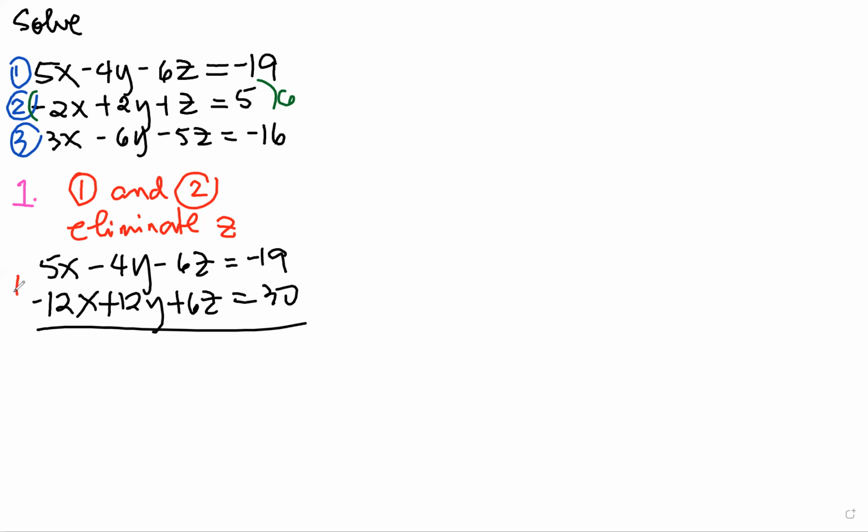So add these two equations. Negative 6z plus 6z is 0. So 5x minus 12x is negative 7x. Negative 4y plus 12y is 8y. And it is equal to negative 19 plus 30, which is 11. So now this is your fourth equation.